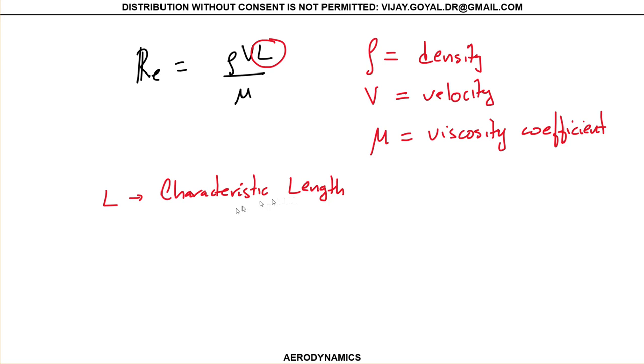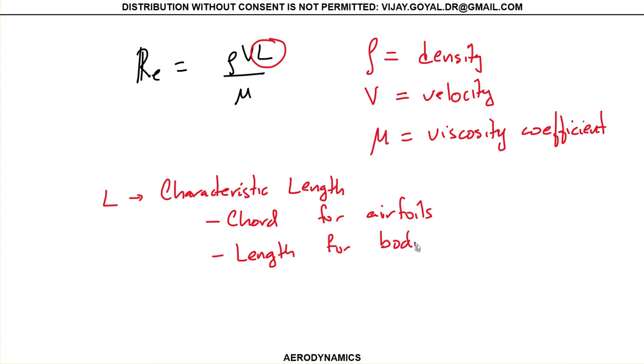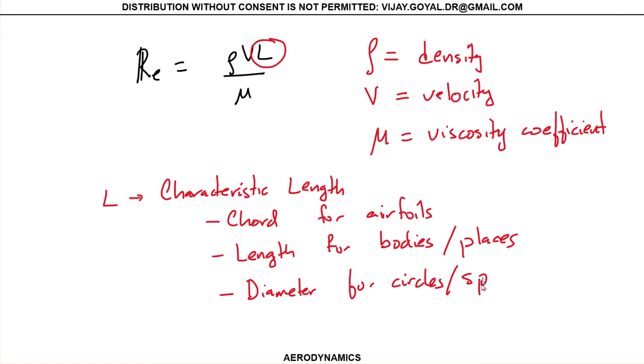And that characteristic length can be any of these lengths. It can be the chord. This is for the case of airfoils. It can be the total length, this is for bodies, maybe plates. Or it could be the diameter for circles and spheres.